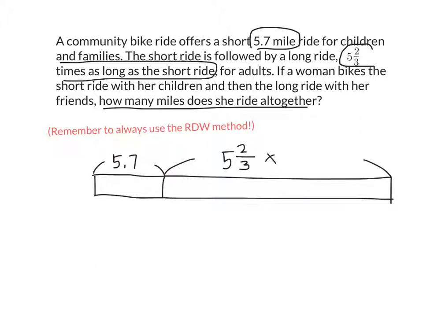Well, how long is the short ride? 5.7. So the long ride is 5 2/3 times 5.7. Do you agree? Then we have to show with the question mark that we're trying to find the total distance of these two rides. If we know that the long ride is 5 2/3 times the short ride, which is 5.7, have we ever had any cases where we multiplied a decimal by a fraction? Yeah. We could, but what could we do instead? Can we change both of them to fractions?